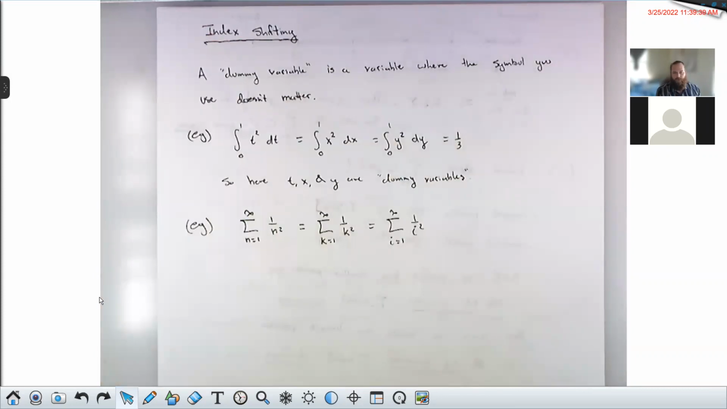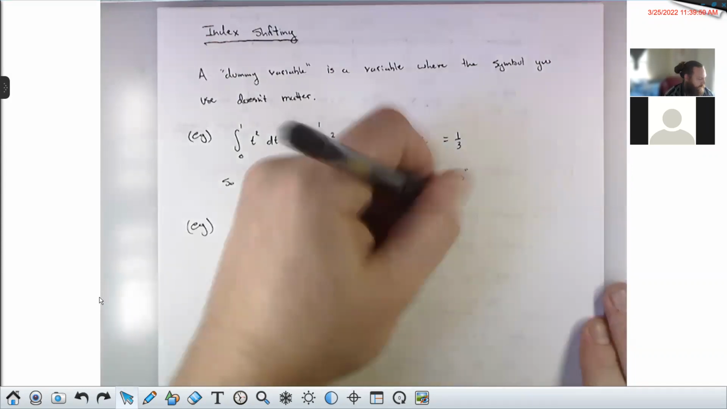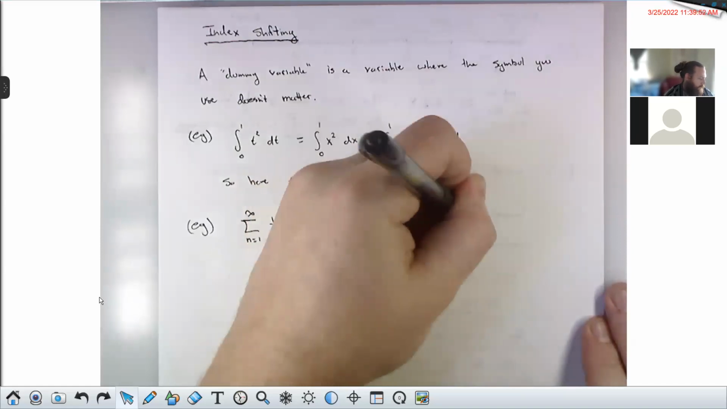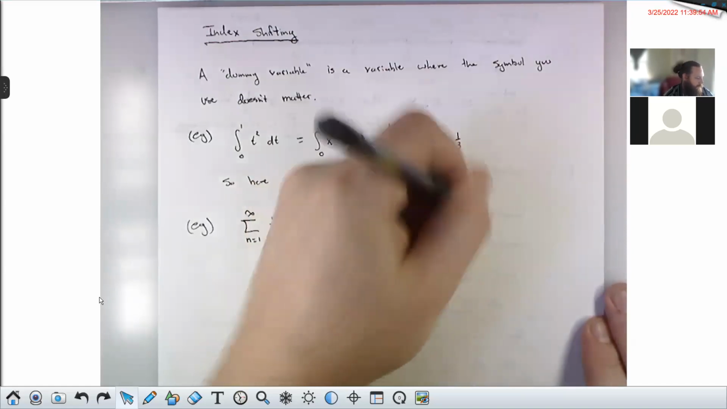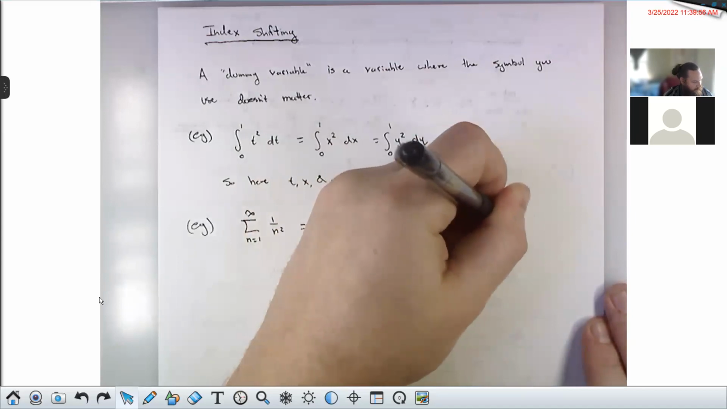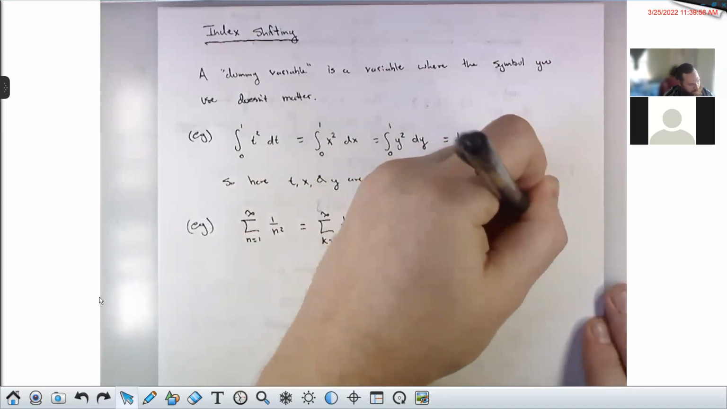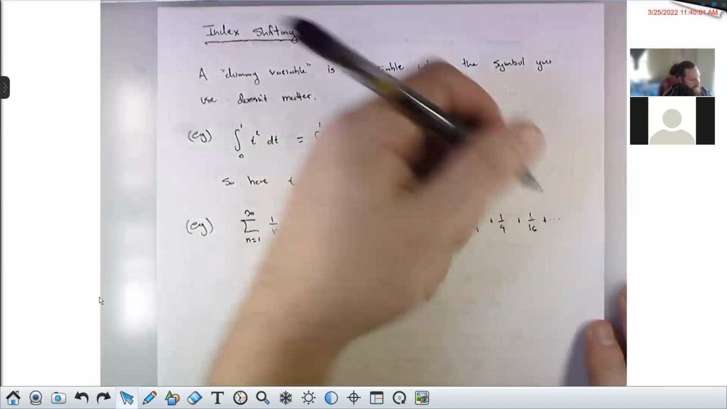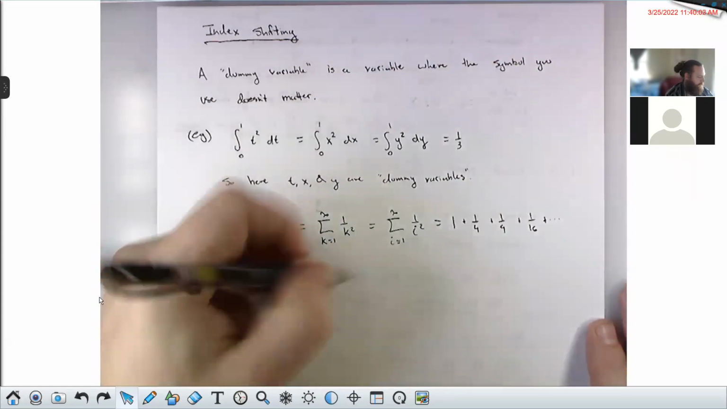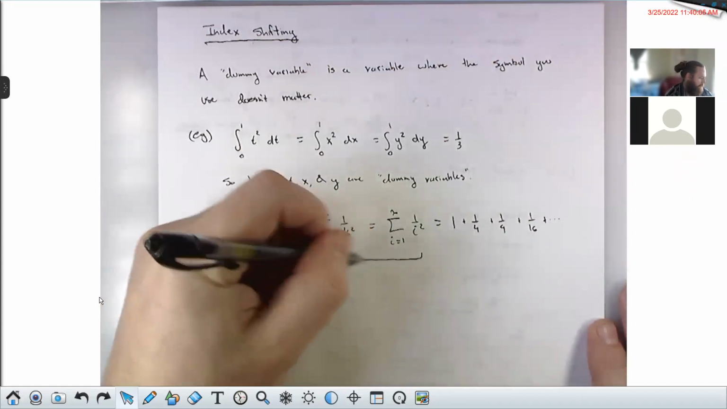Each of these represents a sum: 1 plus 1/4 plus 1/9 plus 1/16, and so on. It doesn't matter what symbol I'm using here. These are all just ways of writing 1 plus 1 over 2 squared, which is 1/4, plus 1 over 3 squared, which is 1/9, plus 1 over 4 squared, which is 1/16. All of these represent the same sum.